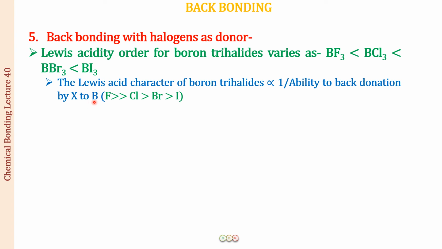And fluorine is going to make the strongest back bond. It is going to be far stronger than with chlorine or bromine, and the least is going to be iodine. Why is it so?